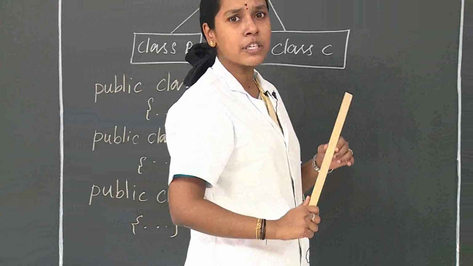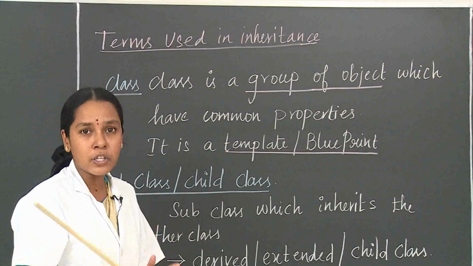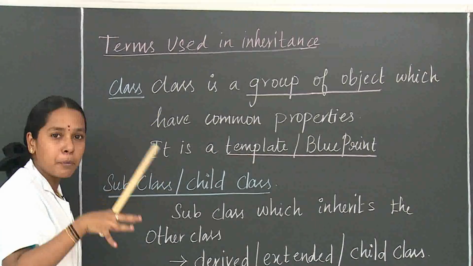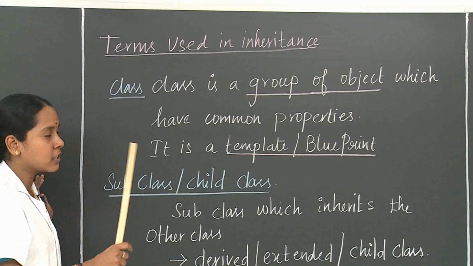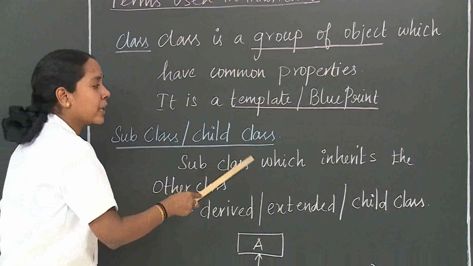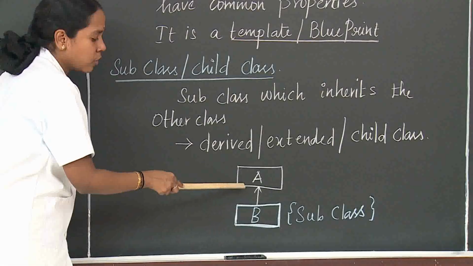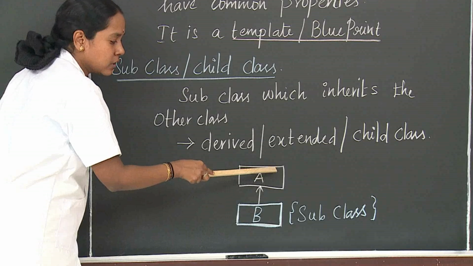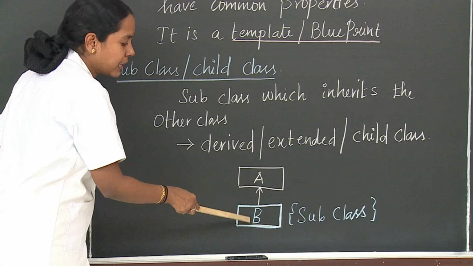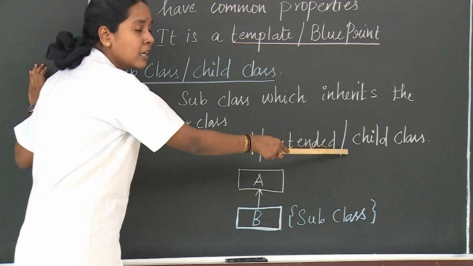Okay, what are all the terms used in inheritance? First one is class. We know class. What does class mean? Class is a blueprint of a program. Okay, it is a group of objects which have some common properties, that is functions or methods. That is called a class. And what does subclass mean? It is the class that inherits from a main class. Okay, here the example. A is the main class. I am going to derive the properties of class A in a subclass, that is class B. So here B is called a subclass. A subclass is also called a derived class, extended class or child class.